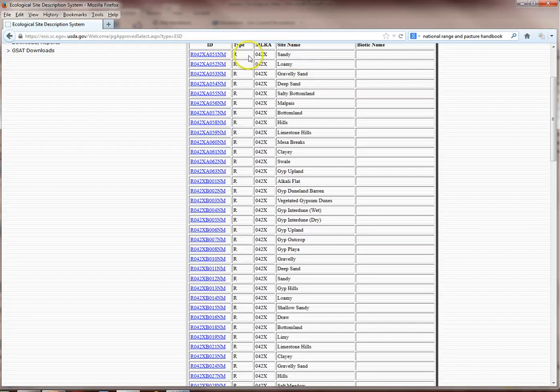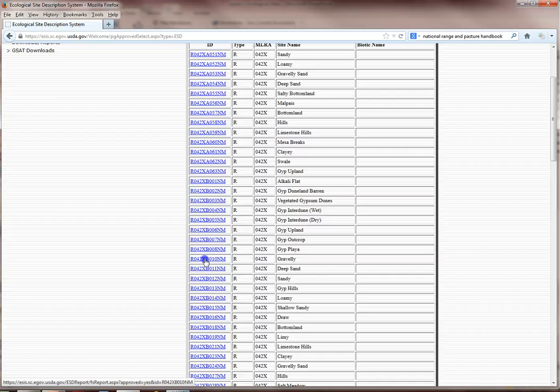And what I would like to point out is that for some major land resource areas, you can have multiple ecological sites that have the same name in English. So here we have a sandy ecological site that is R042XA and then 051 NM. We also have another sandy site here that is in B, so 042XB. And this reflects differences in land resource units or common resource areas. So when you go to find an ecological site description, you want to make sure that you don't just clue in to the name of the site, but you also have the correct site ID.